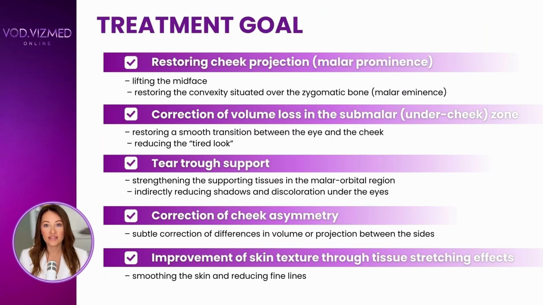At this point, I can clearly define what I want to achieve for the patient. The main goal is to restore natural cheek projection, correct the small volume deficit in the submalar area, support the tear trough, and improve the skin texture, which will look smoother thanks to gentle tissue lifting. The purpose is not to change her features, but to bring back balance and lightness to the face.